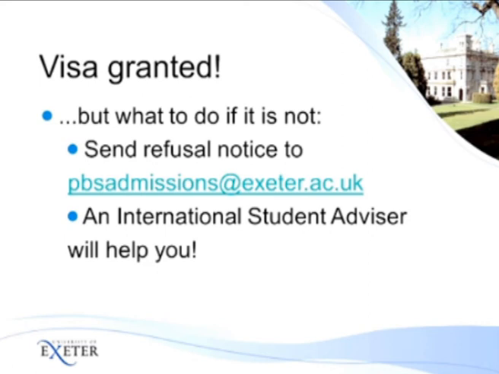Usually students can fix the problems and make a new application, or submit an administrative review to try to overturn the decision. You must contact us if you are refused, as you cannot reapply without a new CAS number from the admissions office. We will not issue this until we have seen the refusal notice and advised you. More information about CAS numbers is in the documentation video.